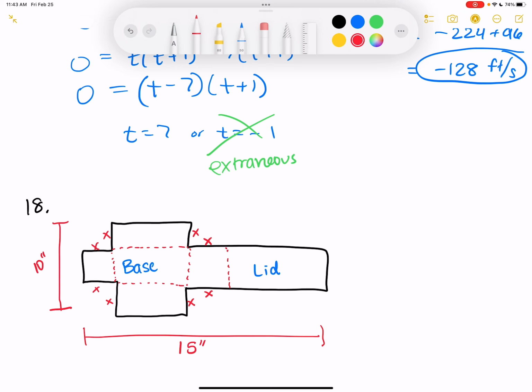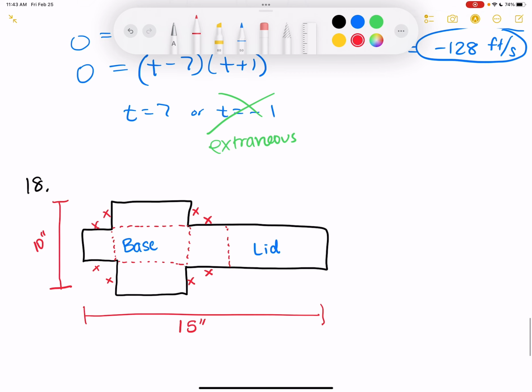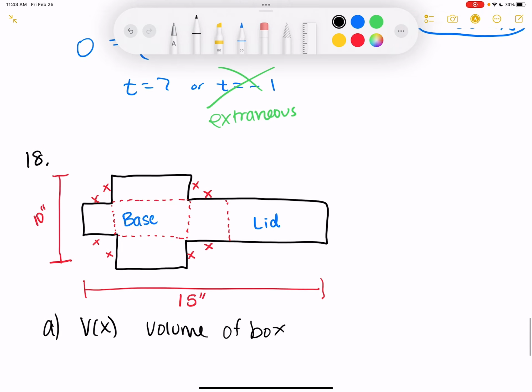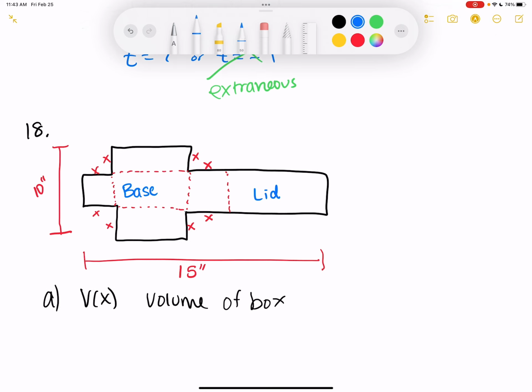All right. I forgot the actual question's on the next page. That's how long this question is. We're only going to look at part A and D because that's really the only thing that's worthwhile. So part A says to write a formula V of X for the volume of the box. The volume in general is length times width times height.